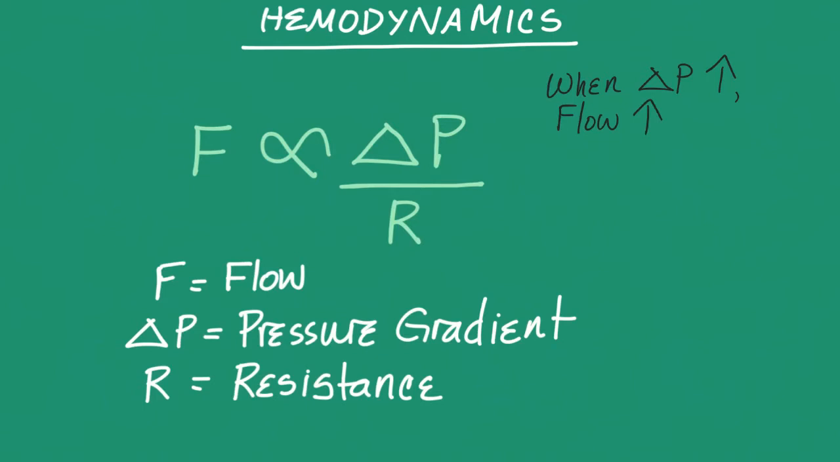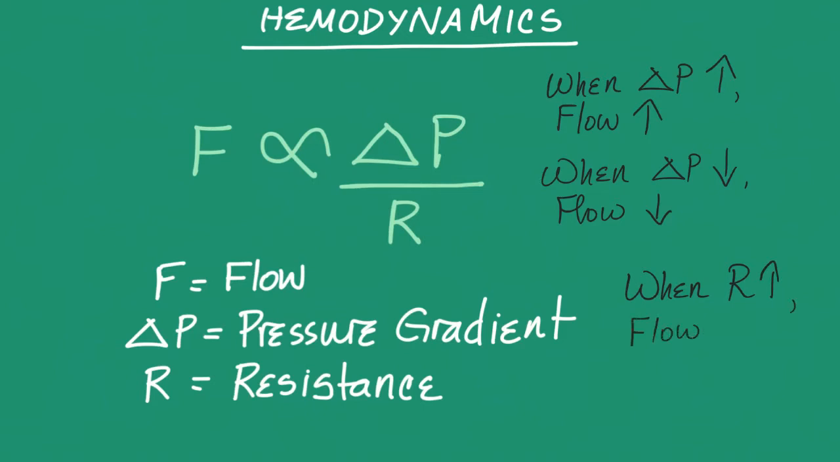When the pressure gradient decreases, when the pressure difference between 2 points decreases, flow decreases as well. So they move in the same direction because they are on the same line in this equation. Resistance, however, is below, and so resistance is inversely proportional to flow. So when resistance increases, flow decreases, and when resistance decreases, flow increases.